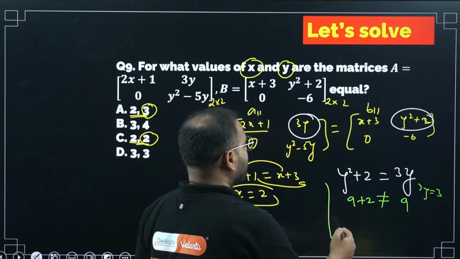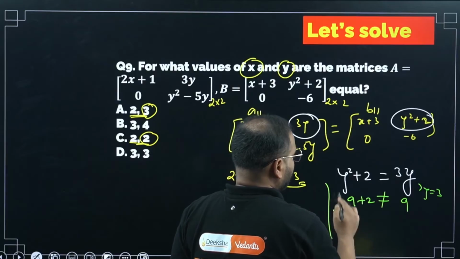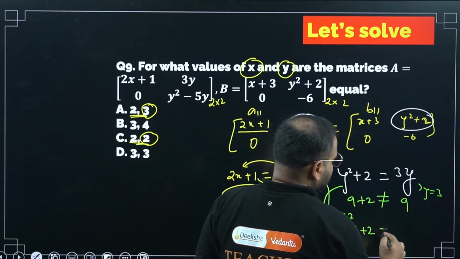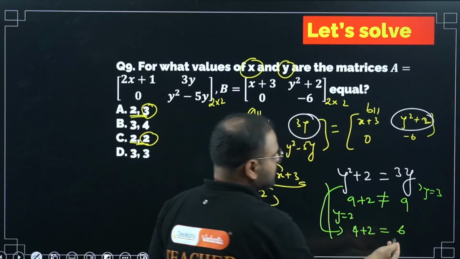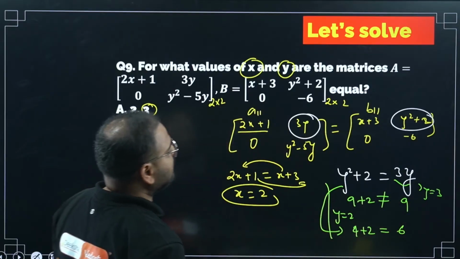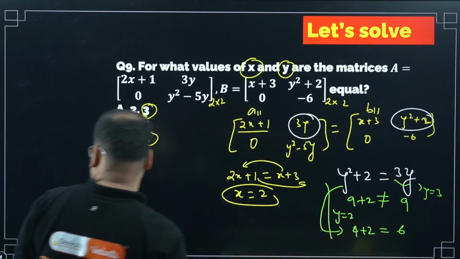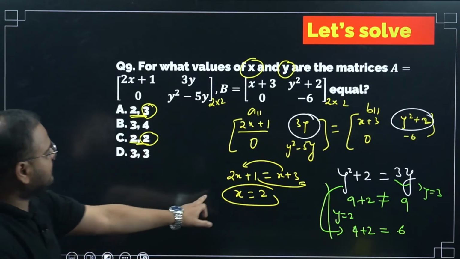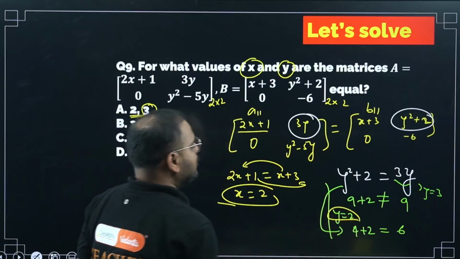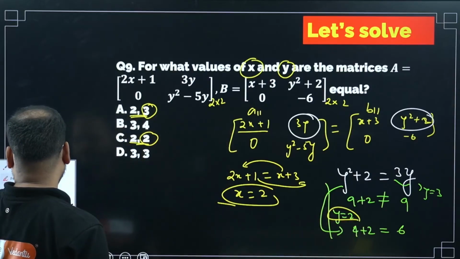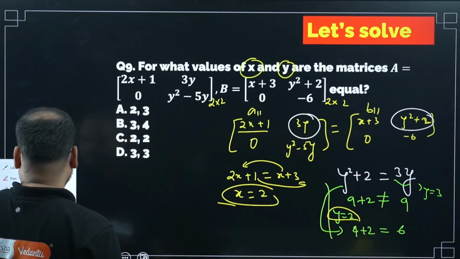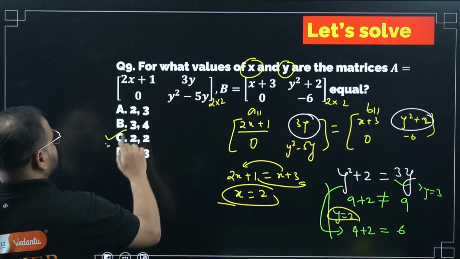Let's take y equal to 2. If I take y equals 2, I get 2 square, which is 4 plus 2, and 3 into 2, which is 6. They're equal. 4 plus 2 is 6, and 3 into 2 is also 6. So y equal to 2 is the correct option. So x is 2 and y is also 2. So option C.